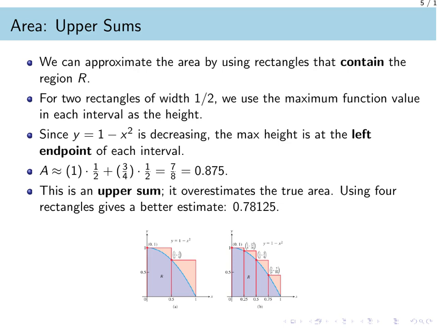Our first approximation method is called an upper sum, which uses rectangles that completely contain the region R. To do this, the height of each rectangle is set to be the maximum value the function reaches within that rectangle's base. For our function, y equals 1 minus x squared, which is decreasing, this maximum value is always found at the left endpoint of each interval. As you can see with two rectangles, this method clearly overestimates the area. The calculation gives 0.875. Using four rectangles gives a better estimate of 0.78125, but it is still an overestimation.